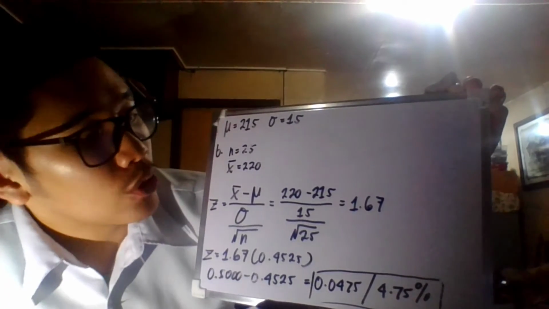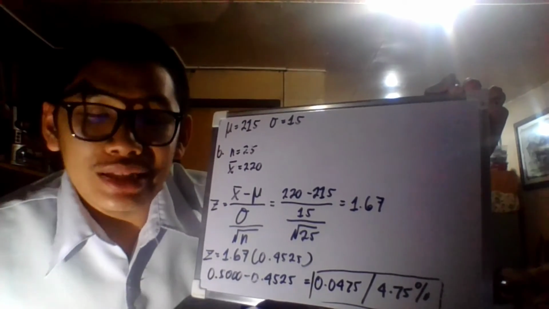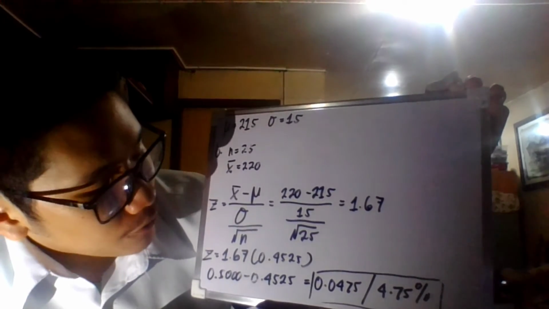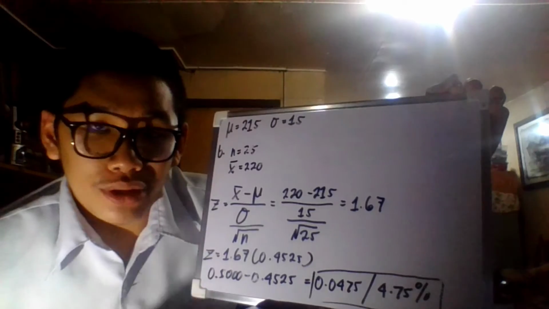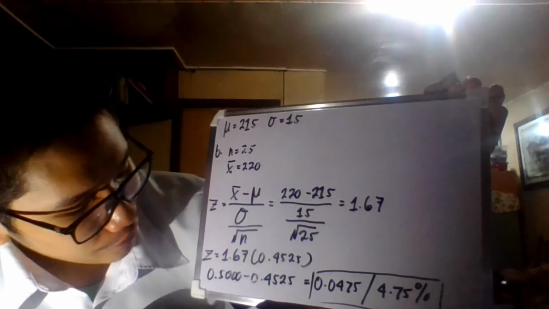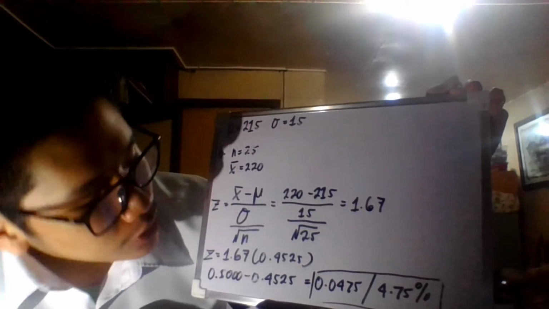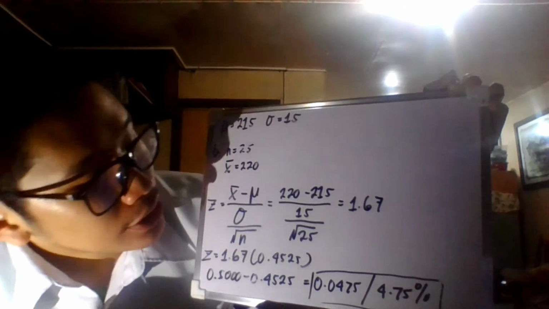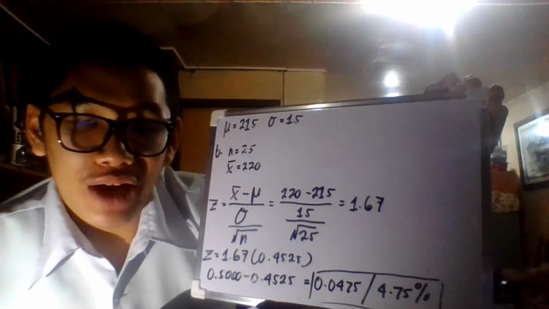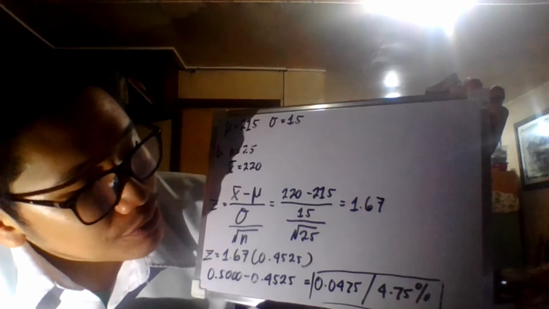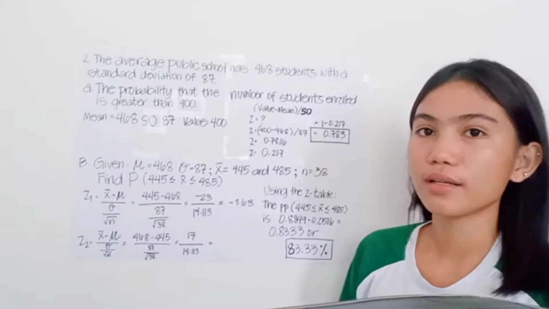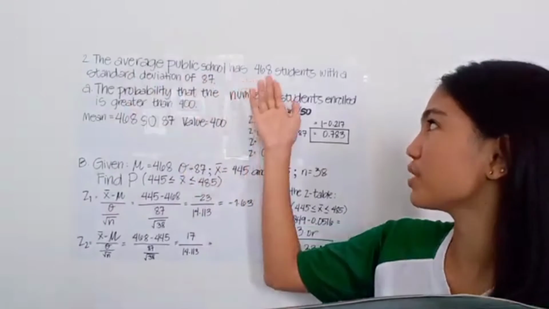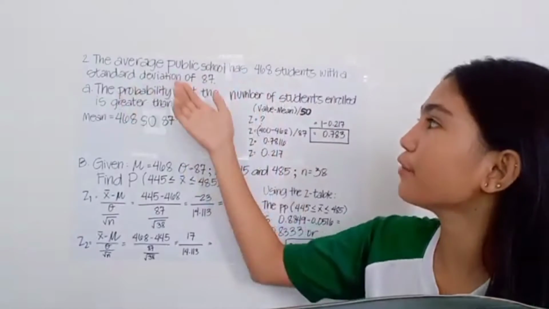Afterwards, we will use 1.67 in looking towards the z table in finding the probability, which is 0.4525. Afterwards, minus it with 0.5000 minus 0.4525. By the use of calculator, the answer is 0.0475 or 4.75%. So for number 2, we have the average public school has 468 students with a standard deviation of 87.